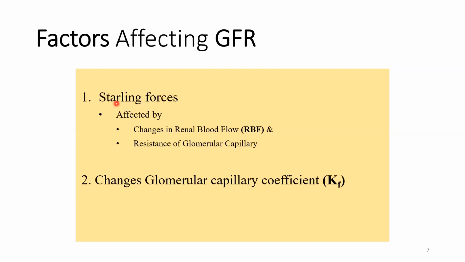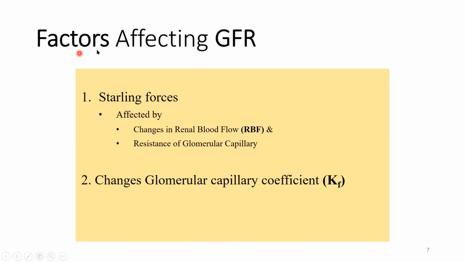Now, what affects Starling forces themselves? Once again, Starling forces basically make GFR. They make the filtrate, and they in turn get affected by the amount of renal blood flow that is coming in, and afferent and efferent arteriolar resistance at any given time. So these two factors affect Starling forces, and Starling forces, being the generator of GFR, then affect GFR. Okay, this is the sequence of events.